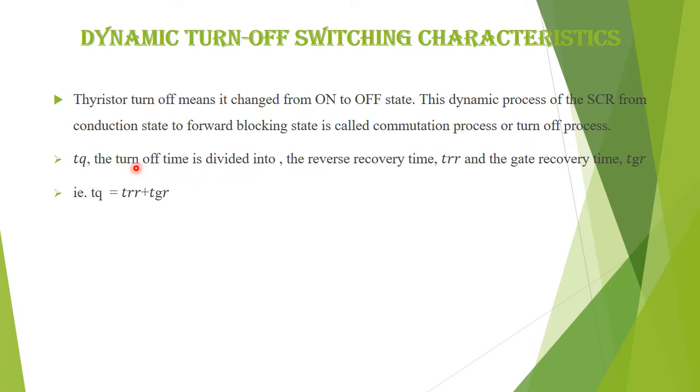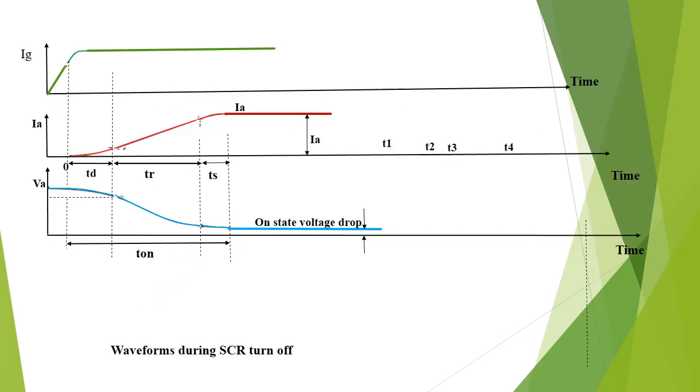Okay, so similar to turn-on time, this turn-off time is also divided into two. One is the reverse recovery time TRR, another one is the gate recovery time TGR. So now the turn-off time TQ is given by TRR plus TGR.